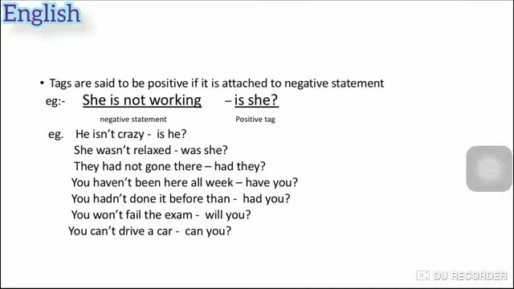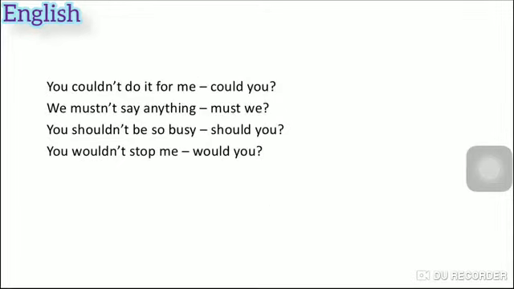You can't drive a car, can you? And here are some examples that contain the modal verbs. You couldn't do it for me, could you? We mustn't say anything. Must we? Sorry, once again I am going to read that second sentence. We mustn't say anything. Must we? You shouldn't be so busy, should you? You wouldn't stop me, would you? These are the positive question tags, and the statement is negative.